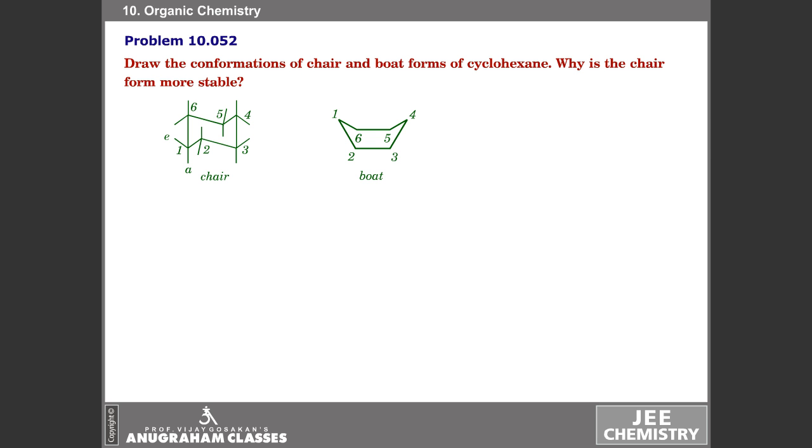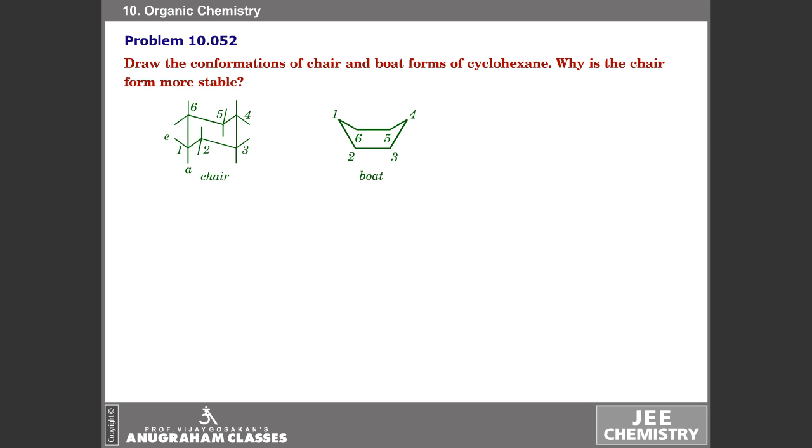The equatorial bonds are parallel to a pair of carbon-carbon bonds. For example, you find carbon 5,6 and carbon 2,3 form 2 parallel covalent bonds. In carbon 1, we have marked an equatorial bond which is parallel to the bonds 6,5 and 2,3. So, we have 6 axial bonds and 6 equatorial bonds.